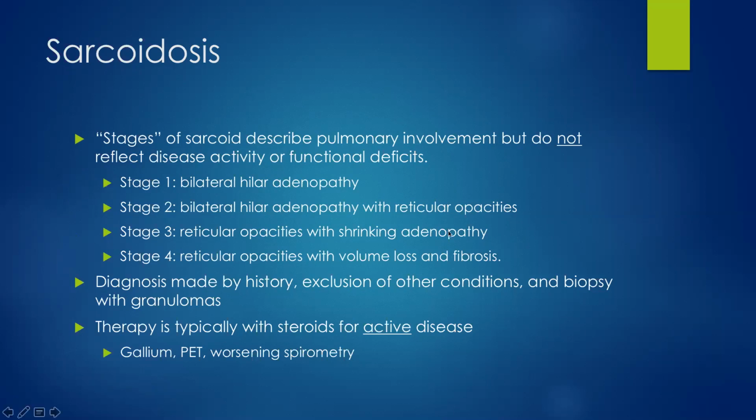The biggest thing with sarcoid is that you make the diagnosis by the right history, excluding other stuff, but then you have to have biopsies. Technically speaking, you're supposed to have biopsies from 2 different sites showing non-necrotizing granulomas to make a diagnosis of sarcoidosis. And then you only do therapy in patients who have active disease.